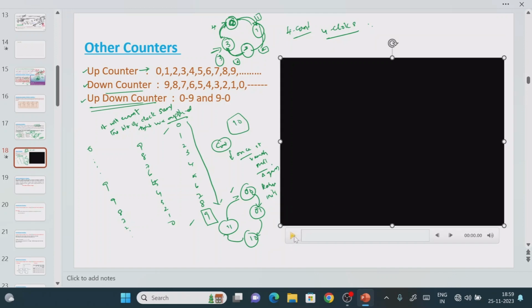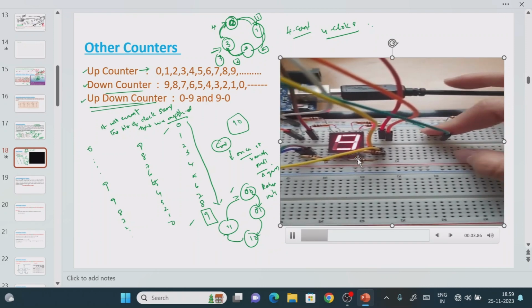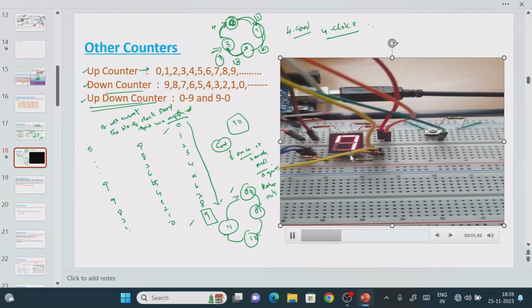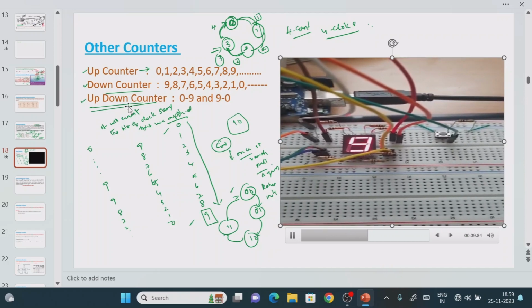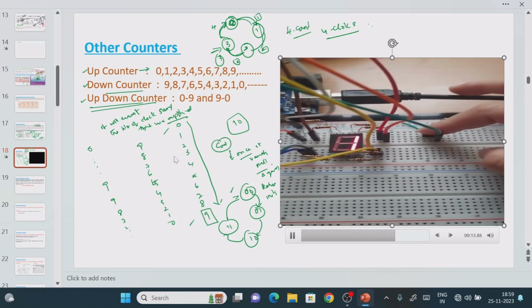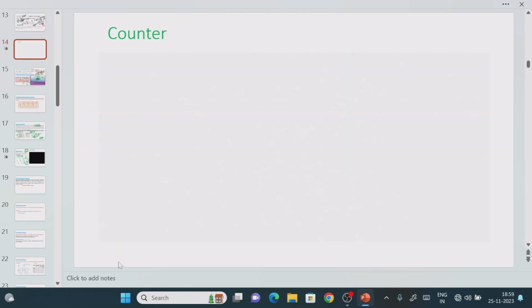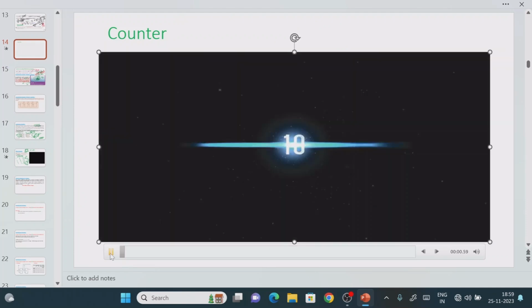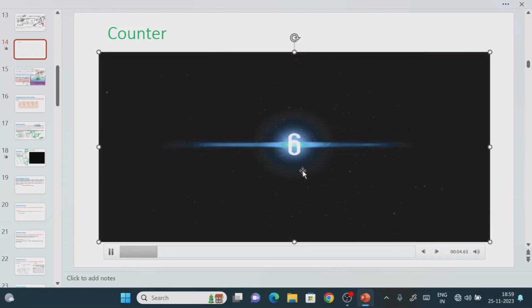So here we have the example, you can see. Now see that the count is changing 5, 6, 7, 8, 9. Again it is coming down 7, 6, 5, 4, 3, 2, 1, right? It means it is performing the up counting as well as the down counting operation, right? Now try to identify up counter or down counter. Largest value to smaller value means this is the down counting operation, right?